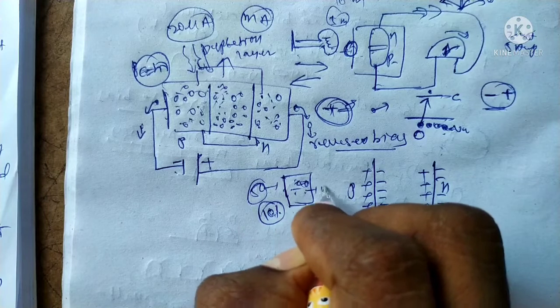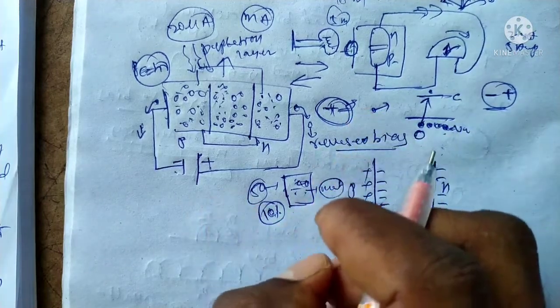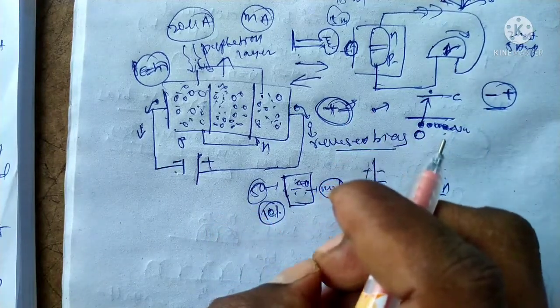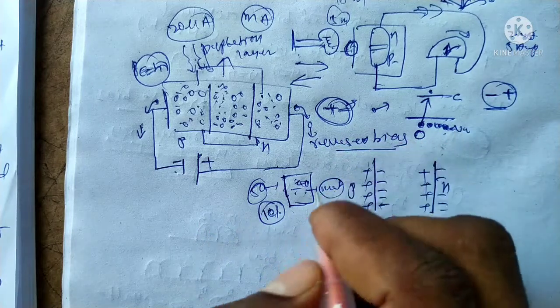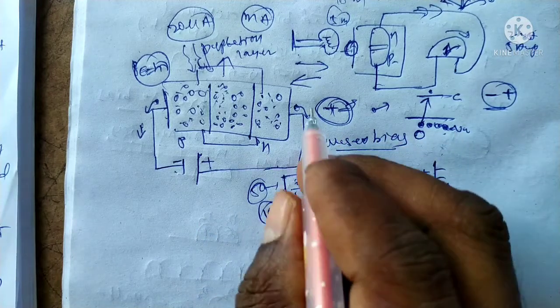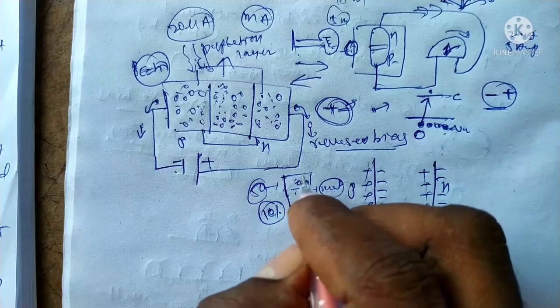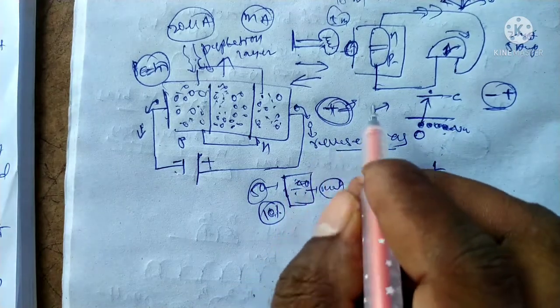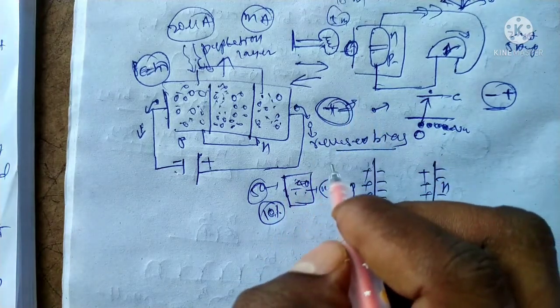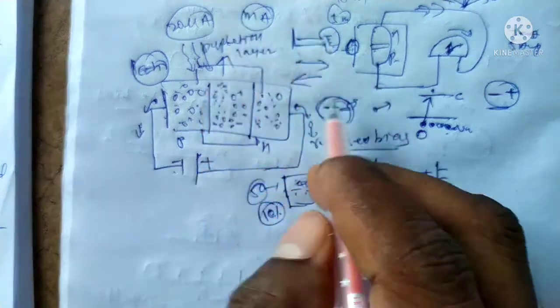That depends upon the material. The detecting of photons and electron-hole pair generation depends upon the material, the intensity of the light, and the distance of the light. In this way, electron-hole pair generation is created in the photodiode.